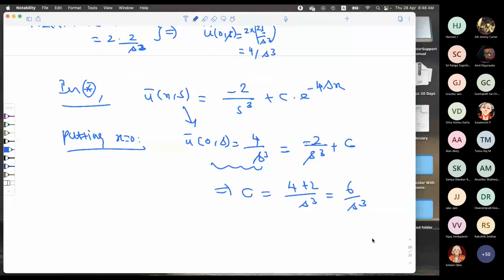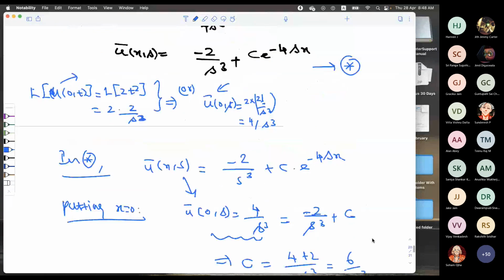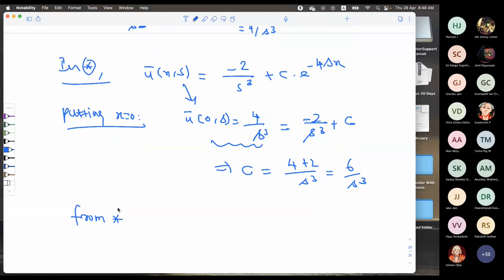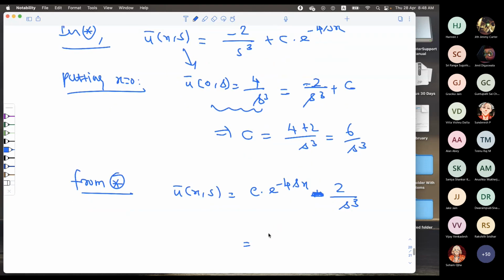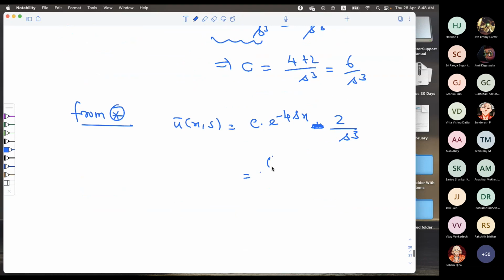So again from our star, u bar of x comma s is c into e raised to the power minus 4sx minus 2 divided by s cube. Here we have that c is 6 by s cube. So u bar of x comma s is 6 divided by s cube into e raised to the power minus 4sx minus 2 divided by s cube. So what do we have to apply now? By taking the inverse Laplace transform.